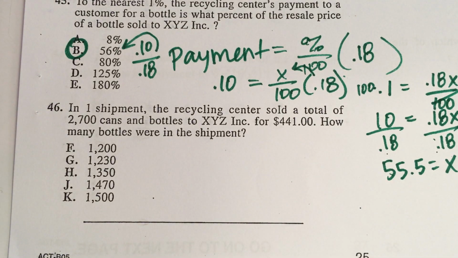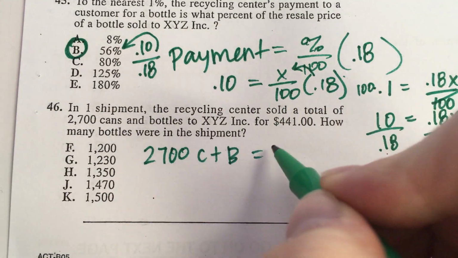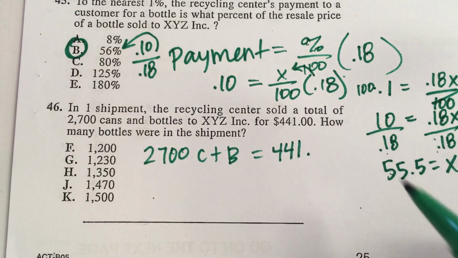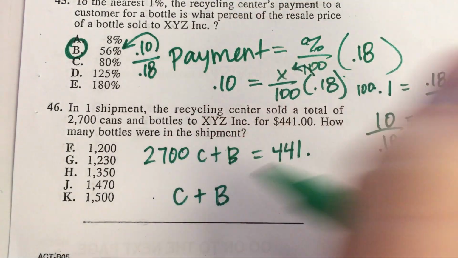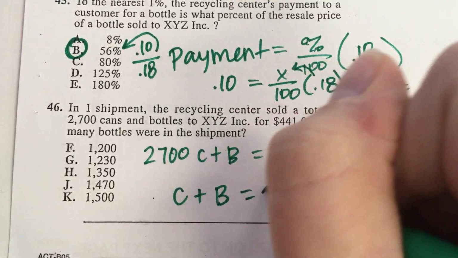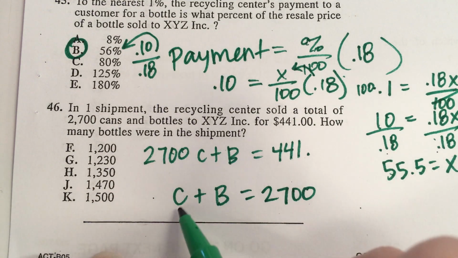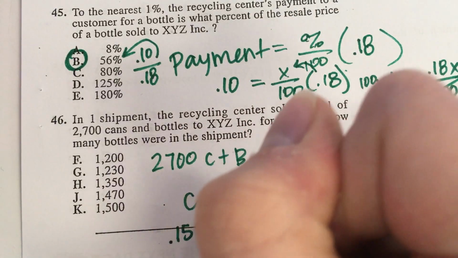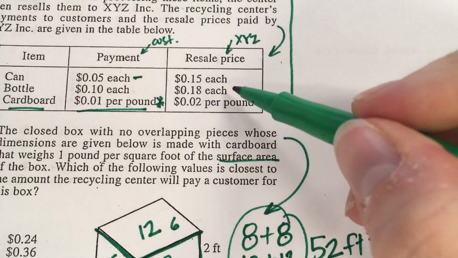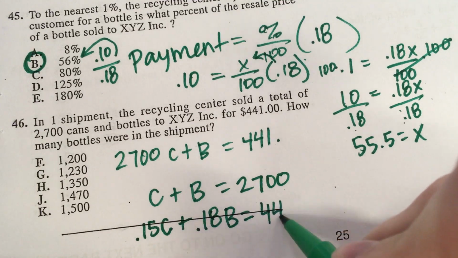And then for 46, it says in one shipment, the recycling center sold a total of 2,700 cans plus bottles for $441. How many bottles were in the shipment? So we know C plus B, if I'm writing equations, C for cans and B for bottles, equals 2,700. And the selling of the cans is 15 cents each, so 0.15C plus the bottle resale, which is 18 cents each, 0.18B equals the $441.